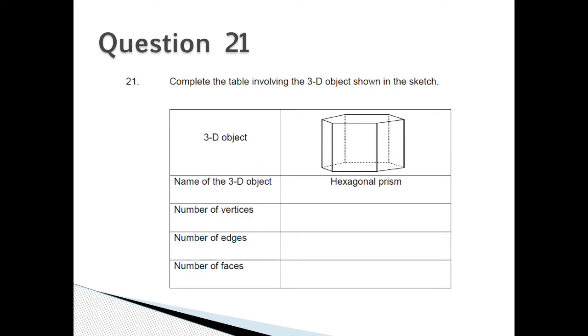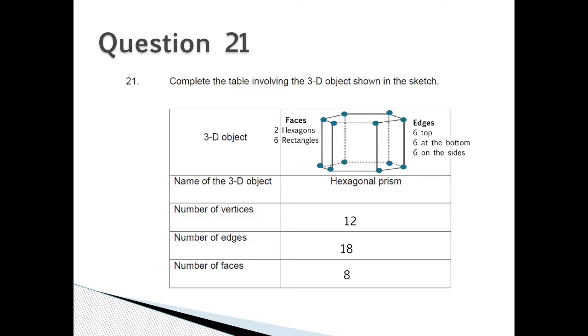Complete the table involving the 3D object shown in the sketch. You need to give the name of the object, hexagonal prism. You have to determine the number of vertices, the number of edges, and the number of faces. The hexagonal prism has got 12 vertices, 18 edges, and 8 faces. If you're looking at the faces, there are 2 hexagons and 6 rectangles. If you look at the edges, there are 6 on top, 6 at the bottom, and 6 on the side.